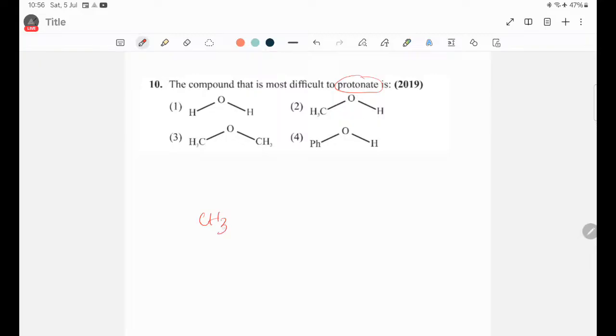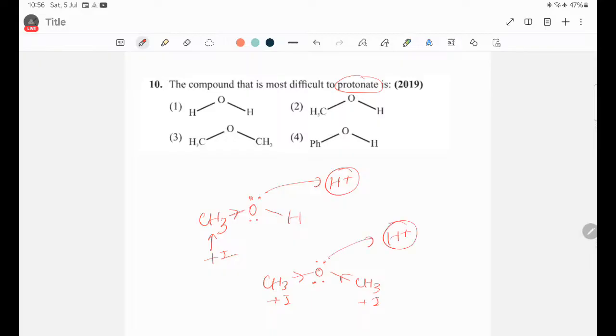If we have CH3OH, this CH3 has a plus I effect, so the lone pair electron density on the oxygen is increasing. That's why it will attack the H plus in a smoother way, so it will protonate fast. Now if we have CH3OCH3, again there are 2 methyl groups with plus I effect, so the lone pair electron density over oxygen is increased again and it can attack the H plus, and the protonation will be faster.